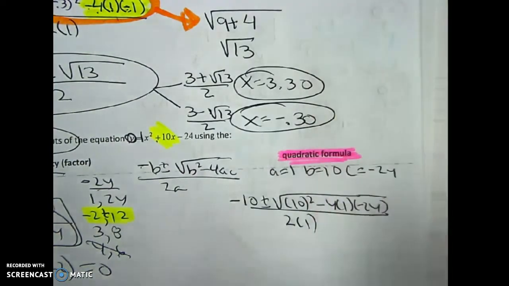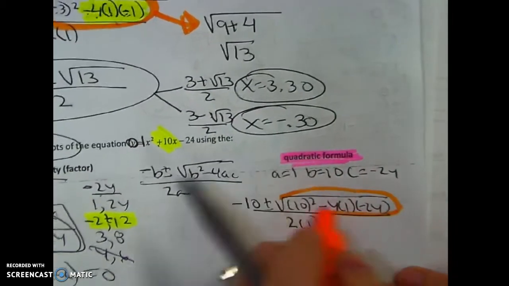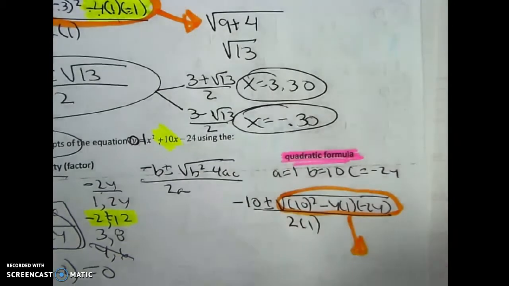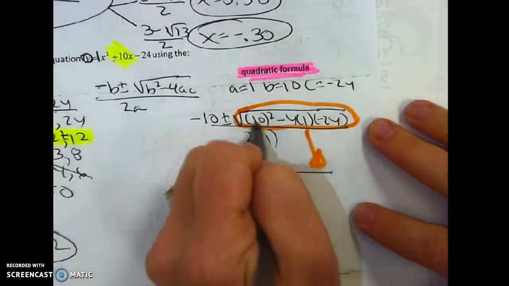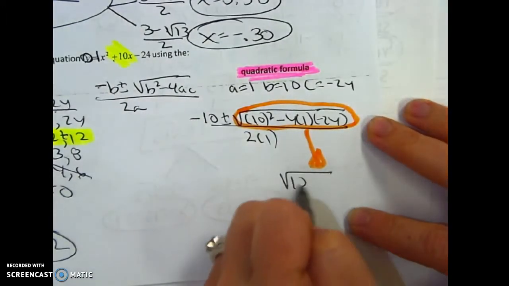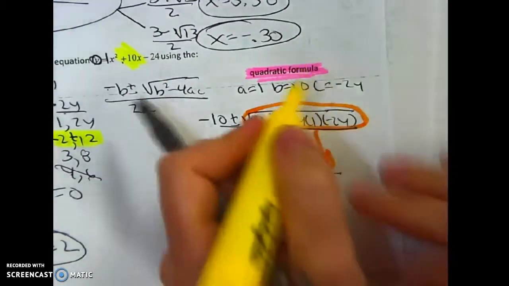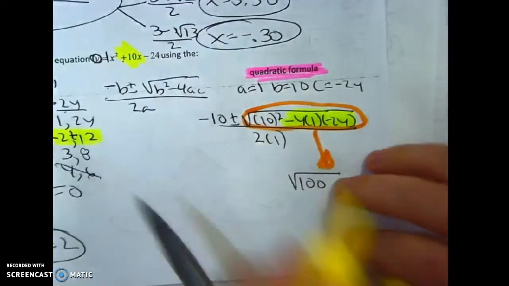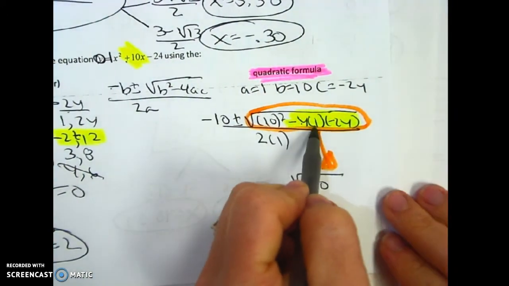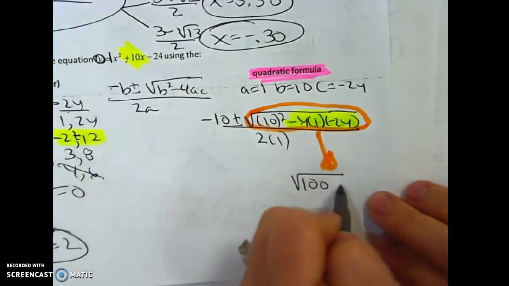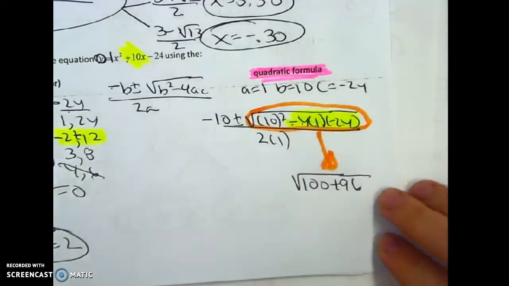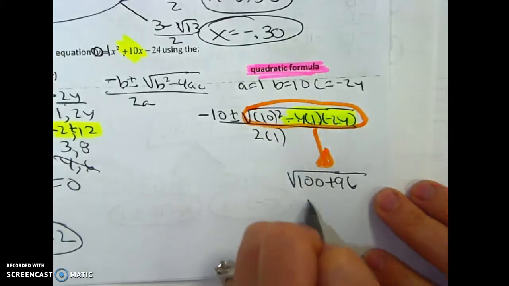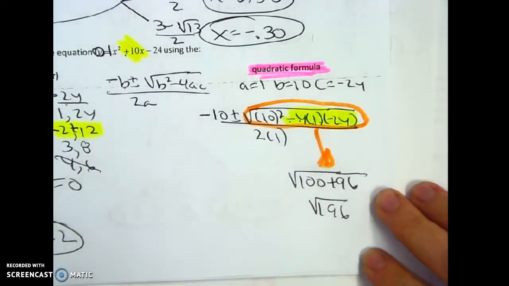When you look here, the part that I think is the craziest is this whole square root thing. So I'm going to bring it down, and I go square root. 10 squared means 10 times 10, which is 100. Remember, I multiply all of this. 4 times 1 is 4, times 24 is 96, and a negative times a negative is a positive. 100 plus 96 is the square root of 196.